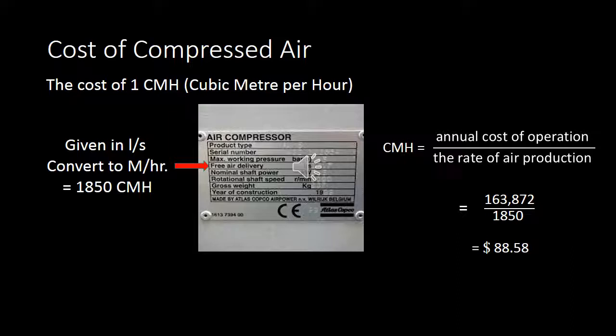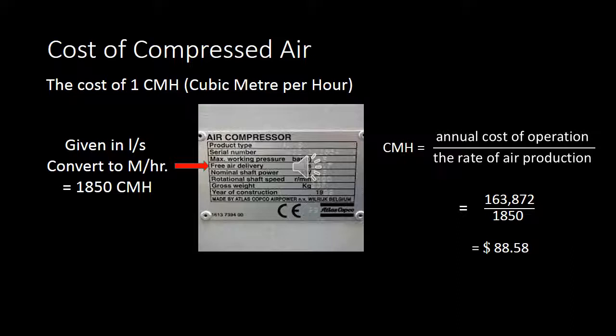First, determine the amount of air produced by the compressor. In this case, it is given as litres per second, which can be converted to cubic metres per hour. If it is fully loaded, the amount of air produced is the full load rating of the compressor. If it is partly loaded, it will be the reduced flow at that load.